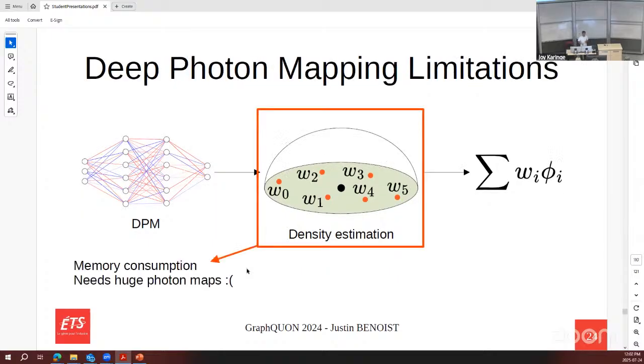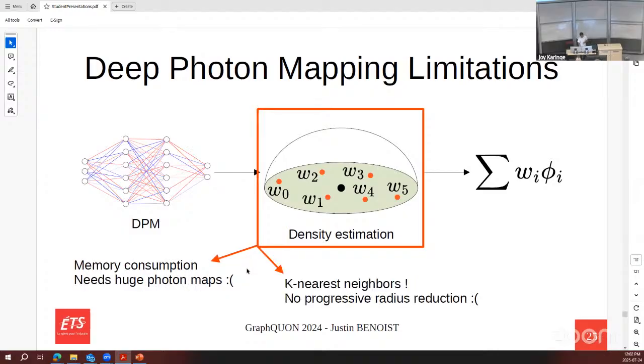The only issue is that we have the same problems as with classic photon mapping, that is to say high memory consumption, because we need an infinite number of photons. We also can't use the progressive photon mapping algorithm with this approach because we are forced to use k-nearest neighbors. And also we are not normalized, so we get bias if we try to use it iteratively.